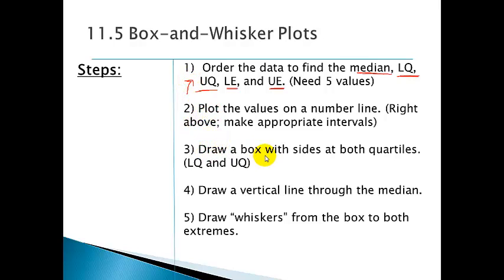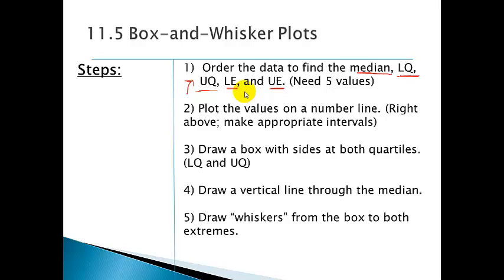We're going to draw a box with sides at both quartiles. We're going to draw a vertical line through the median, and then we're going to draw those whiskers from the box to both extremes. So again, pause, write this down, and this is why a lot of people like to represent the data with a box and whiskers, because all you need to do is find 5 values, plot the 5 values, and you got a graph.